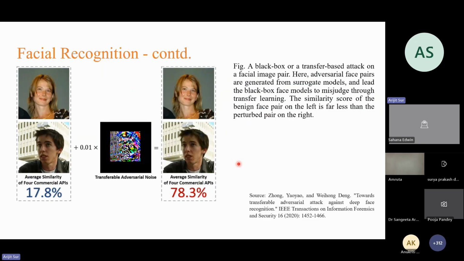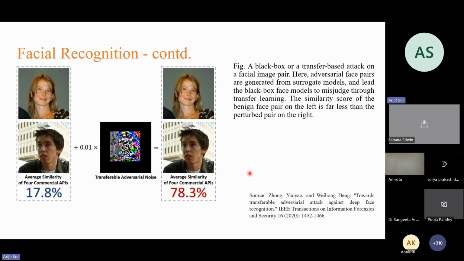This is also very important, so you can understand exactly what happened. This is face recognition. Face recognition means that if you measure the similarity between these two, they are definitely two different faces. The average similarity is 17.8%, very low. But if you put some transferable adversarial noise on this image, the similarity, that the two faces are very similar, becomes 78 percent. It is a huge misclassification. It says the two images are the same, where we can easily see they are completely different.